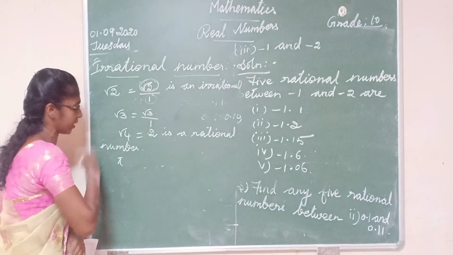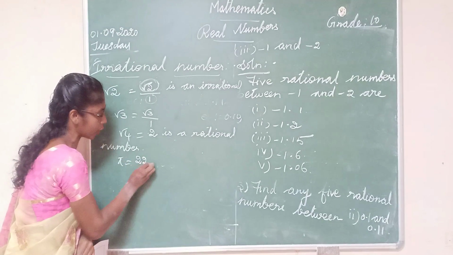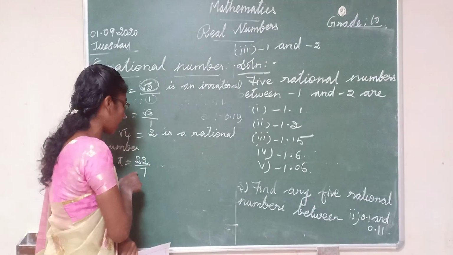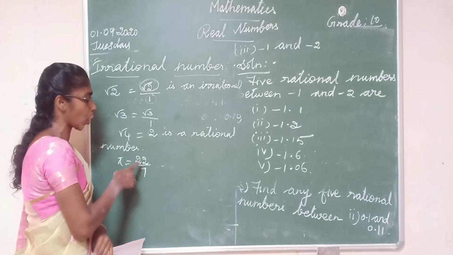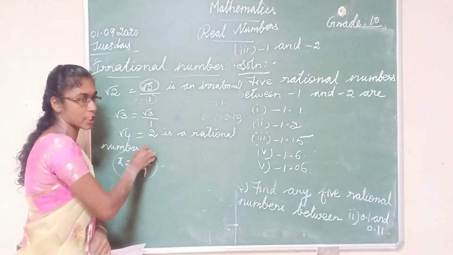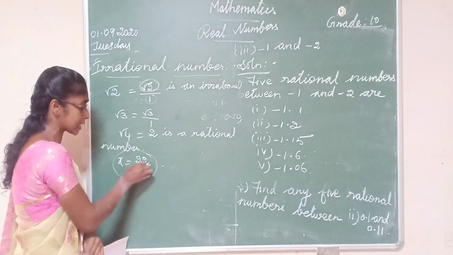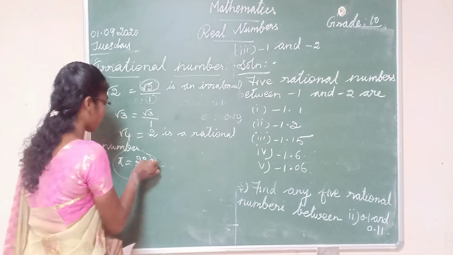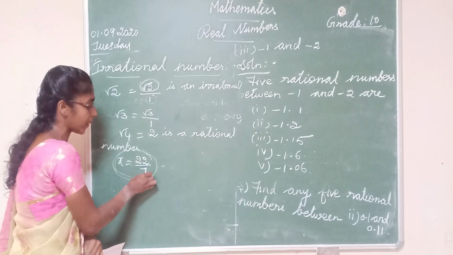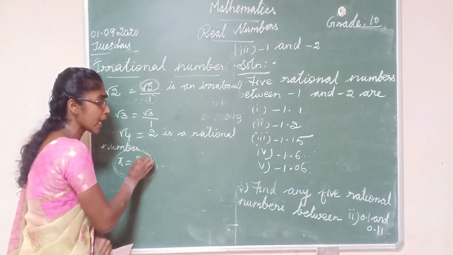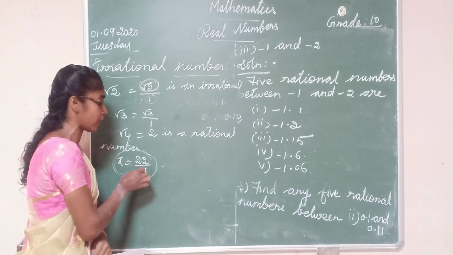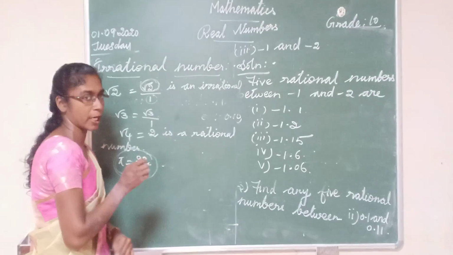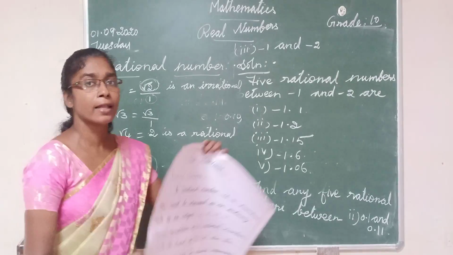Pi is, in the problems we are using, equal to 22 by 7. Is it? It is not the actual value. It is an approximate value for doing problems. 22 by 7 is rational only, but in the problem we are taking 22 by 7, which is not the actual value. So pi is also an irrational number.